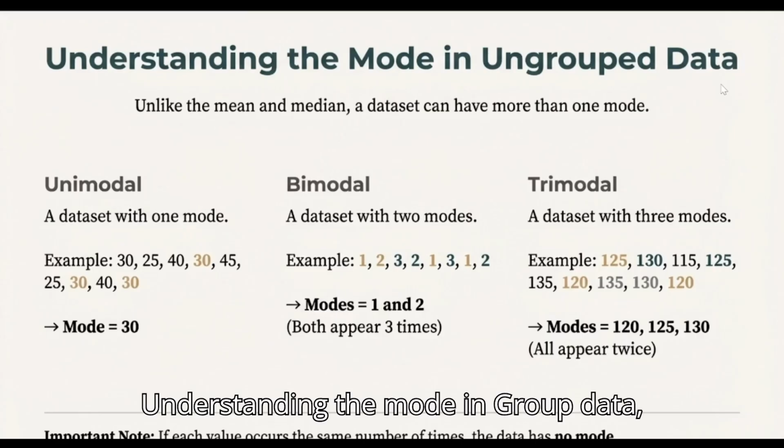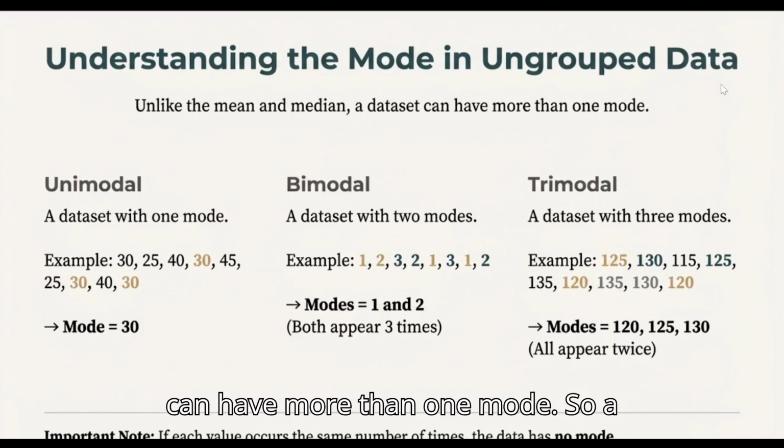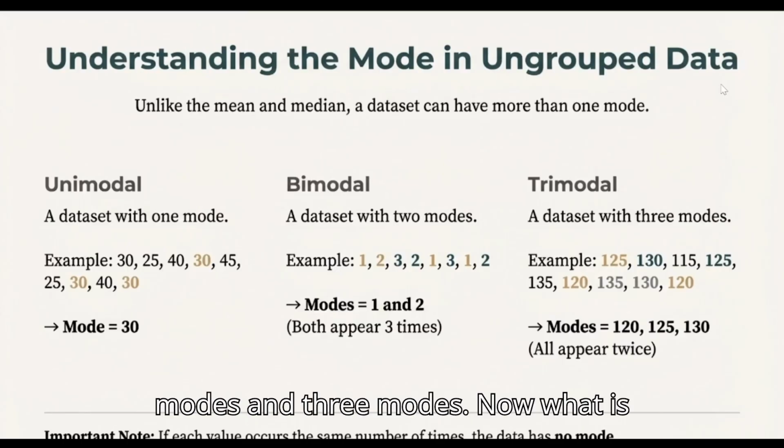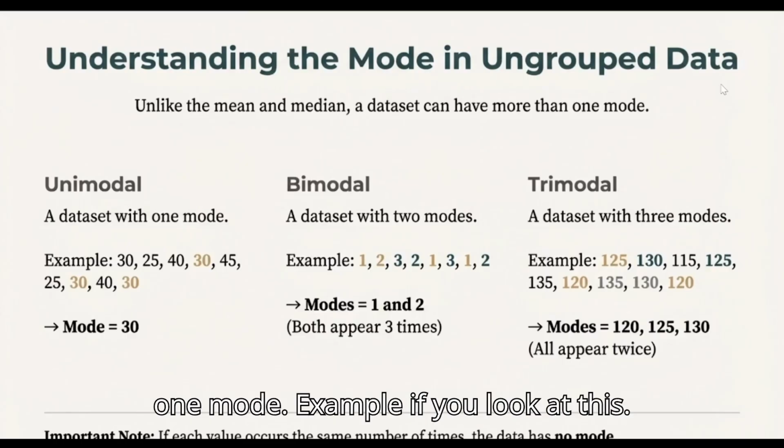Understanding the mode in group data. Unlike the mean and median, a data set can have more than one mode. So a data set can consist of one mode, two modes, or three modes. Now, what is a unimodal data set? A data set with only one mode.